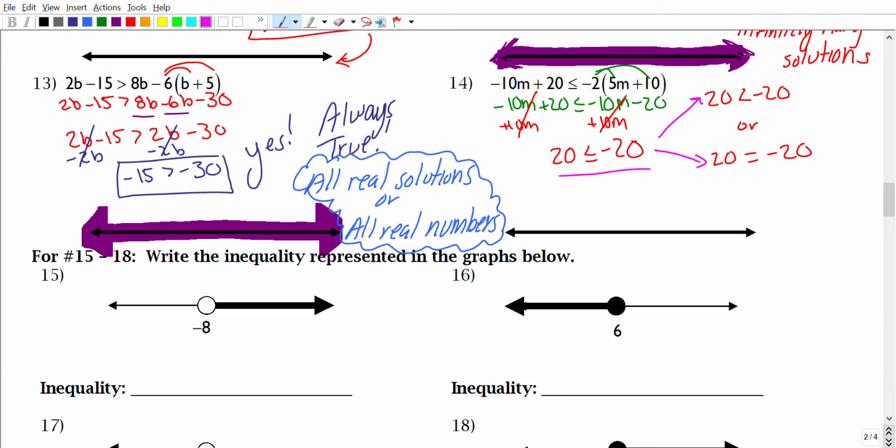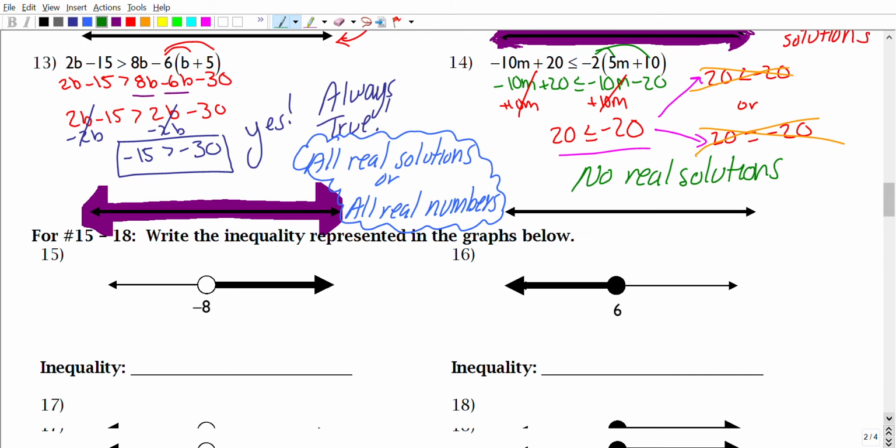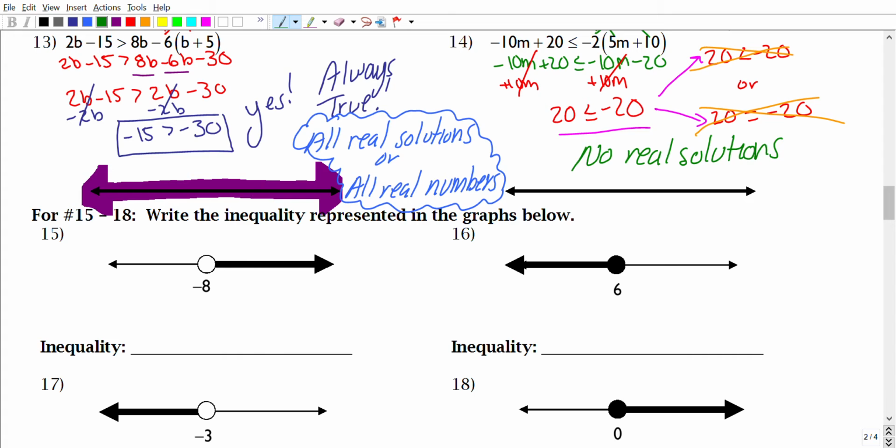Is 20 less than negative 20? Or is 20 equal to negative 20? Well, 20 is definitely not equal to negative 20, and 20 is definitely not less than negative 20. And because none of those statements are true, you would say no real solutions. So how much do you draw or shade or whatever? You shade nothing. You just leave a blank number line.